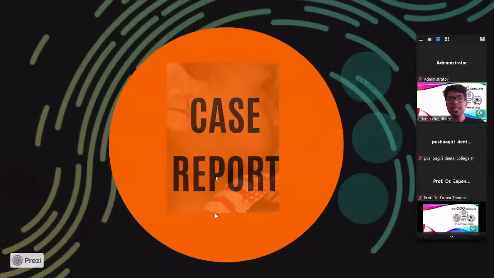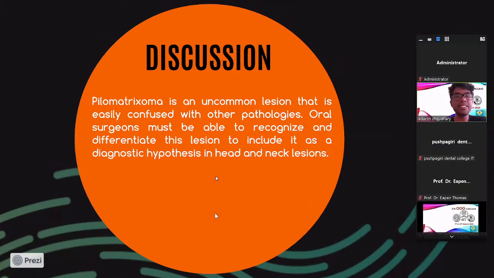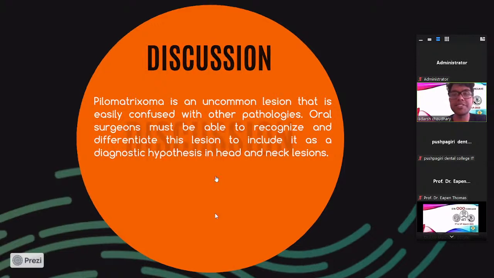So the discussion: pilomatricoma is an uncommon lesion that is easily confused with other pathologies. Oral surgeons must be able to recognize this lesion, to be included in the diagnosis hypothesis of head and neck lesions.